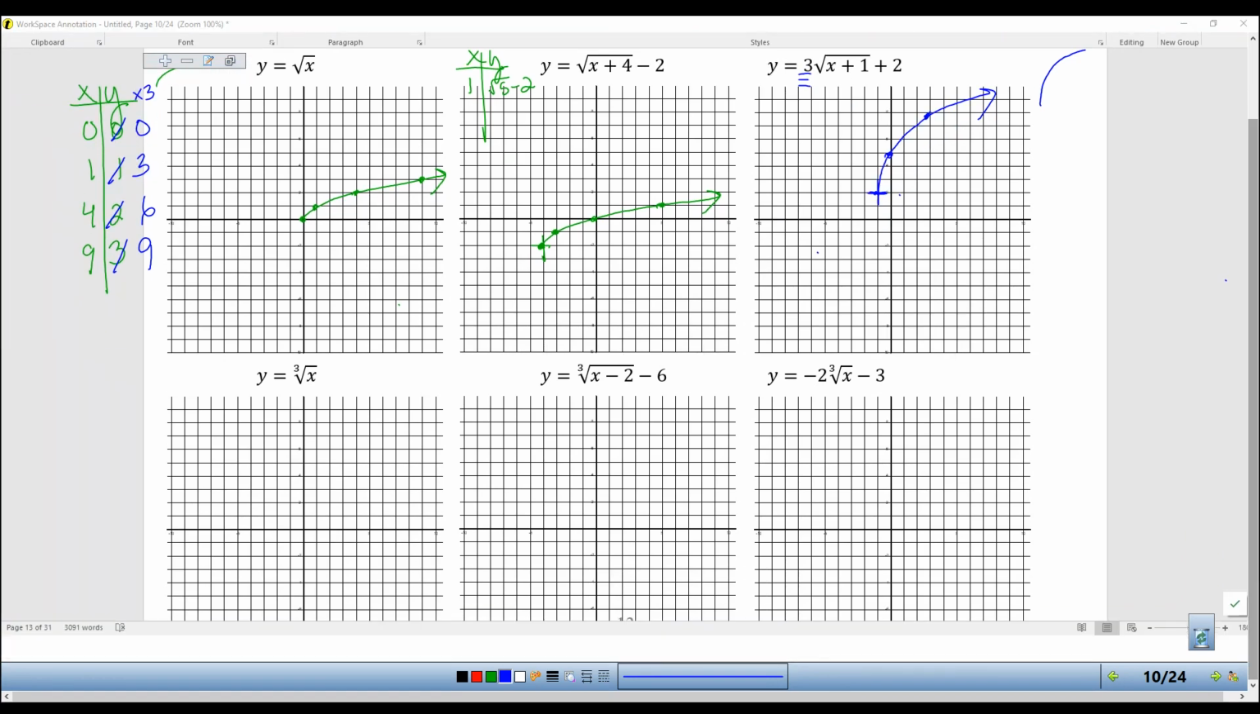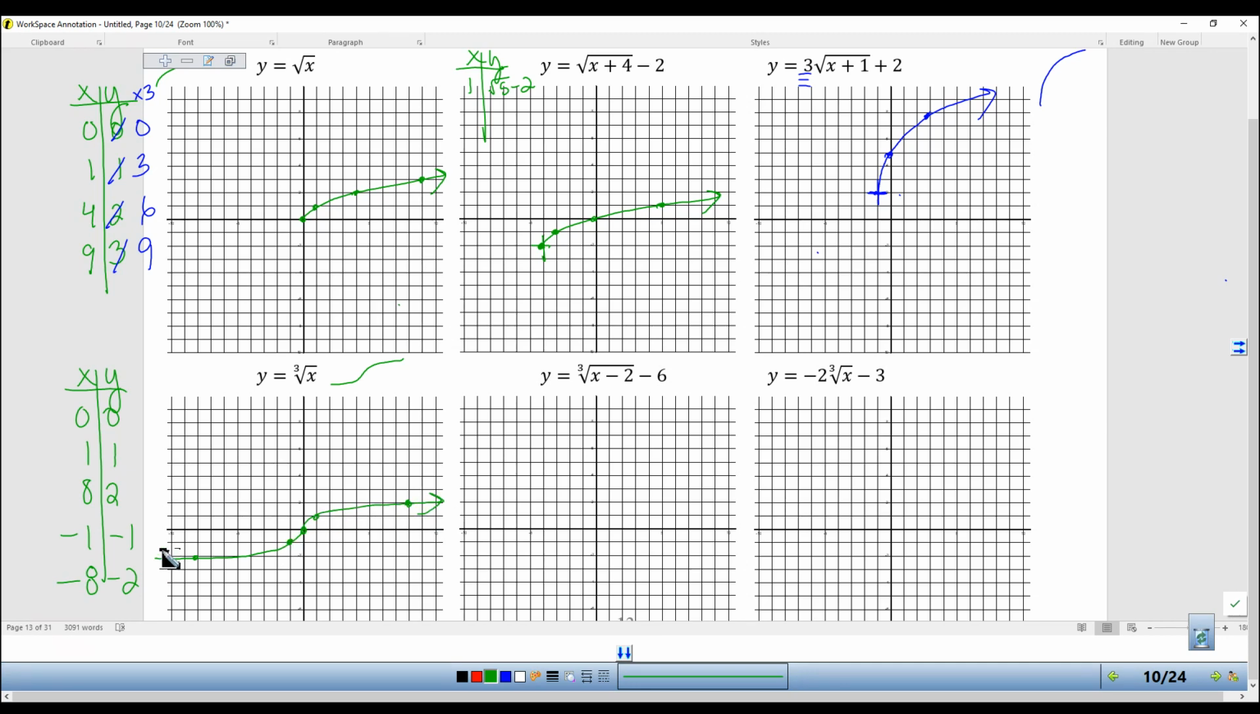Next one, cube root of x. So this shape is like that. Always know your shape. That's step 1. My set of numbers that I'd like you to have memorized are 0, 0, 1, 1, 8, 2. And then the same for negatives: -1, -1, -8, -2. So 0, 0, 1, 1, 8, 2, -1, -1, and -8, -2.